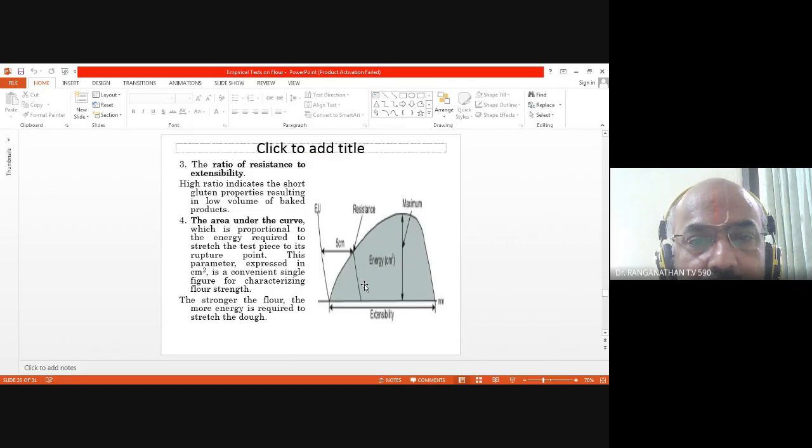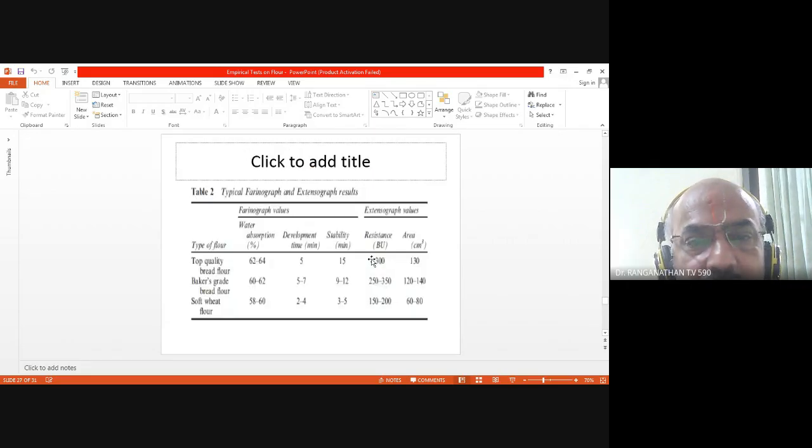You can go through this. Okay. All these things you can go through. Fine. Now, when you consider the comparison of arenograph and extensograph, the resistance is 300 in the case of an extensograph. Okay. And the area under the curve is around 170 for a top quality bread flour.